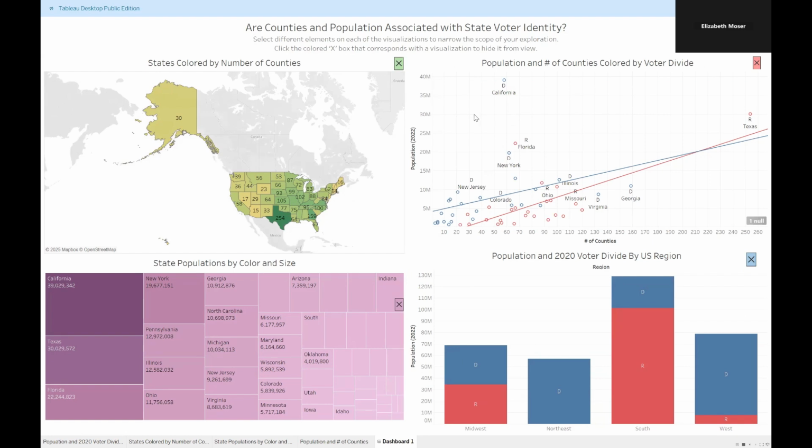The presence of outlier states that have a high population of homogeneous voter identities cloud its relationship with number of counties and population. I posit that the majority of the United States is more varied in their voter identity than is realized in this dashboard, and further investigation into voter breakdown within each state, not across states, would give better insight into our political divide.